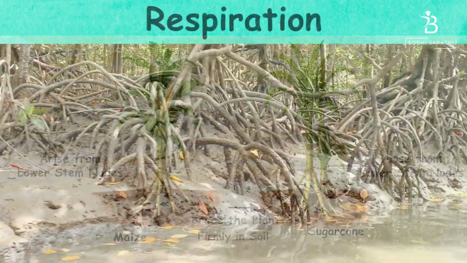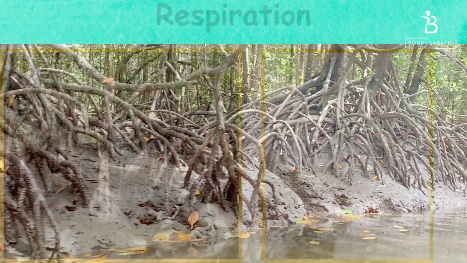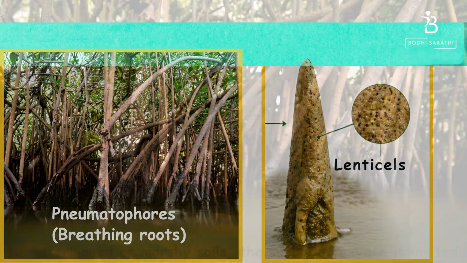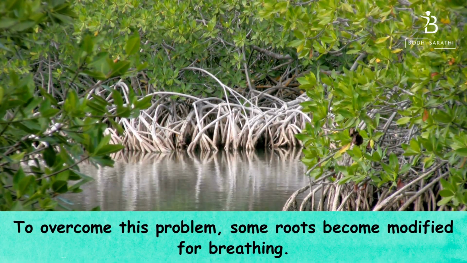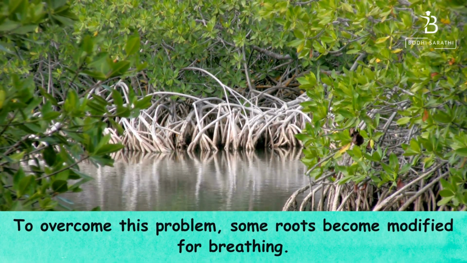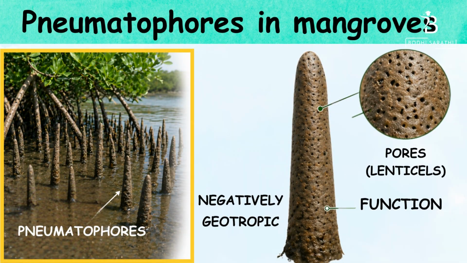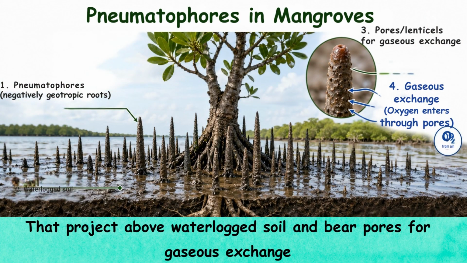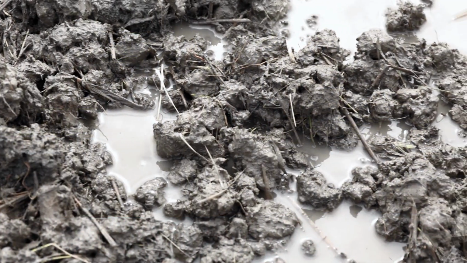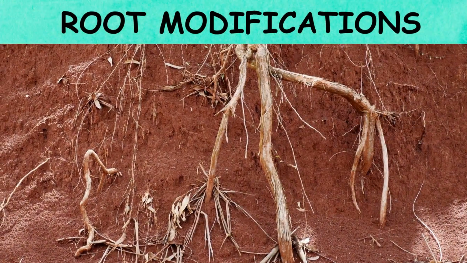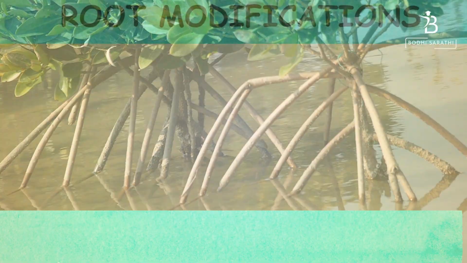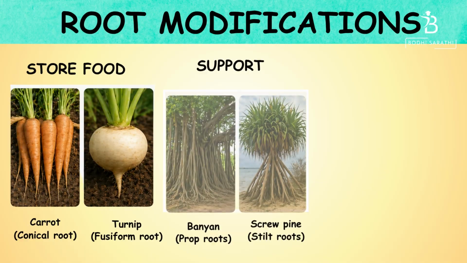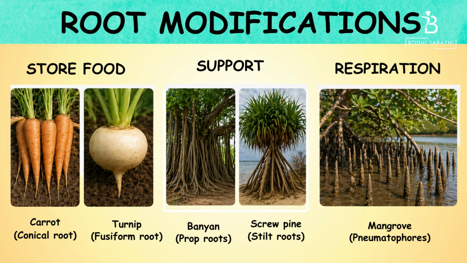Respiration. In waterlogged or marshy soils, the supply of oxygen is limited. To overcome this problem, some roots become modified for breathing. Pneumatophores in mangroves are specialized negatively geotropic roots that project above waterlogged soil and bear pores for gaseous exchange. Thus, root modifications are special adaptations that enable plants to store food, remain properly supported, and respire efficiently in difficult habitats.